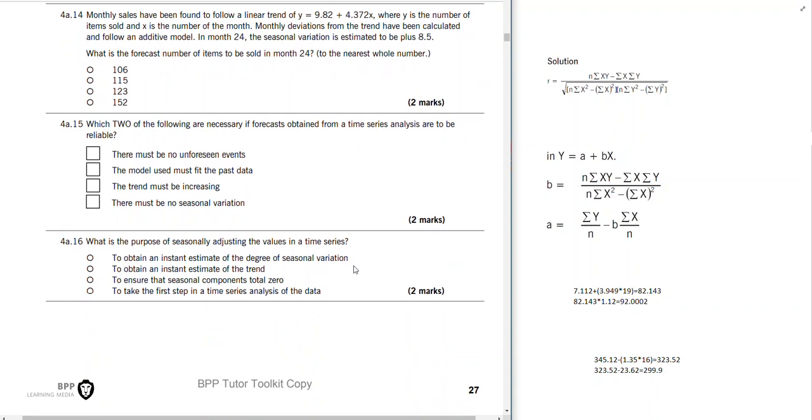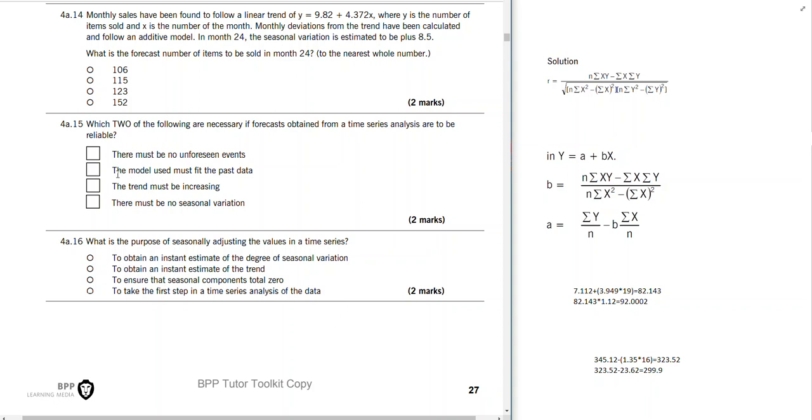Which of the following are necessary if forecasts obtained from time series analysis are to be reliable? There must be no unforeseen events. The model used must fit the past data. Trend must be increasing. There must be no seasonal variation. So which two of the following are correct? First one, there must be no unforeseen events. Yeah, this is correct, because this is one of the reasons forecasting is not reliable, because there might be things that we haven't thought of.